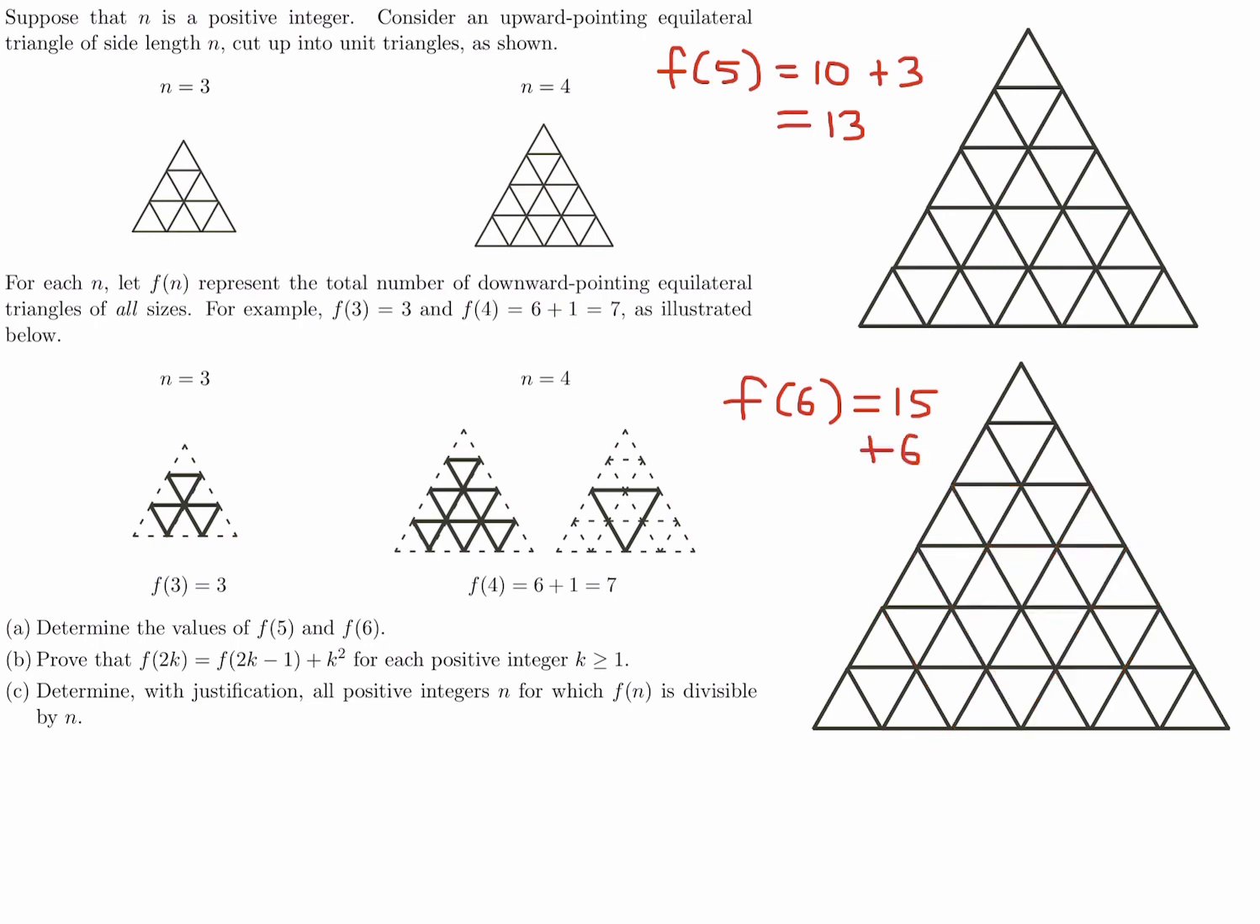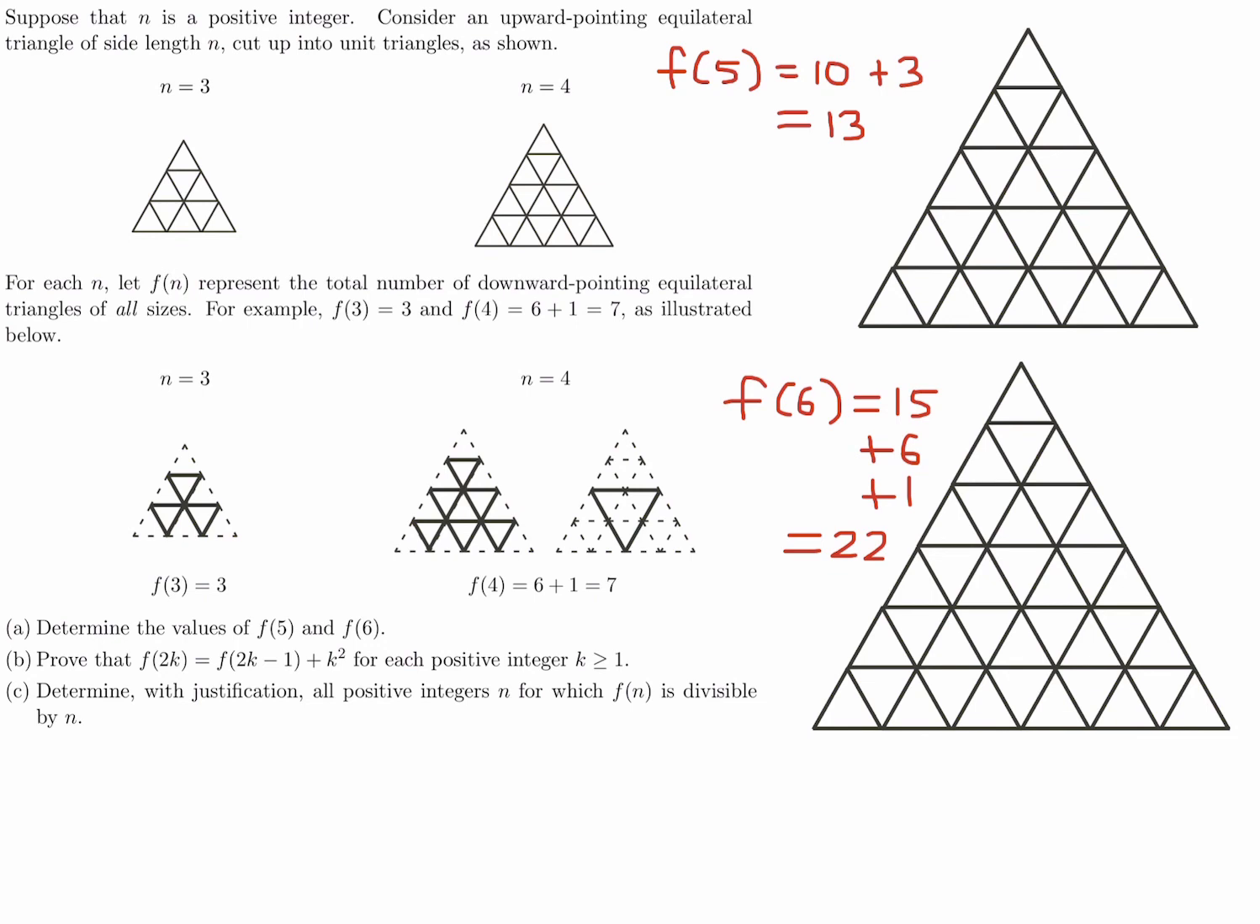So plus 6. Now, are there any more that are bigger? That would mean a 3 by 3. And there's one of those right there in the very middle. So there you go. We got another one. So in total, 15 plus 6 plus 1 is 22. So f at 5 is 13 and f at 6 is 22. So that takes care of part A.